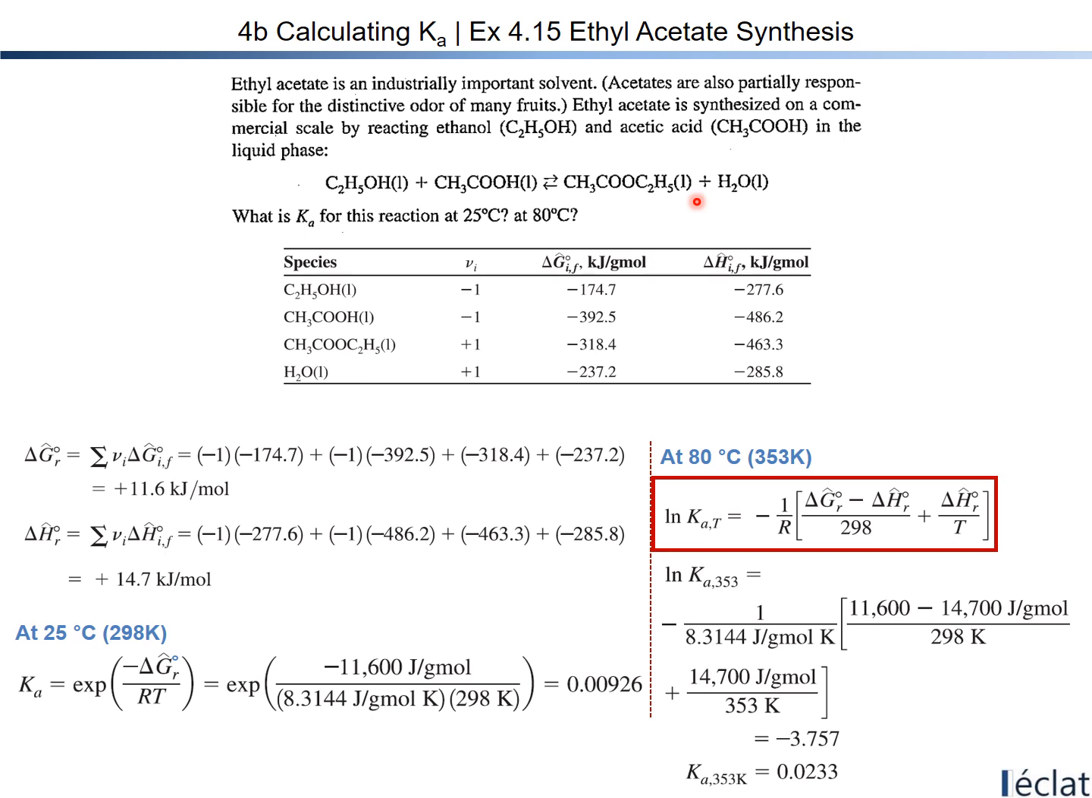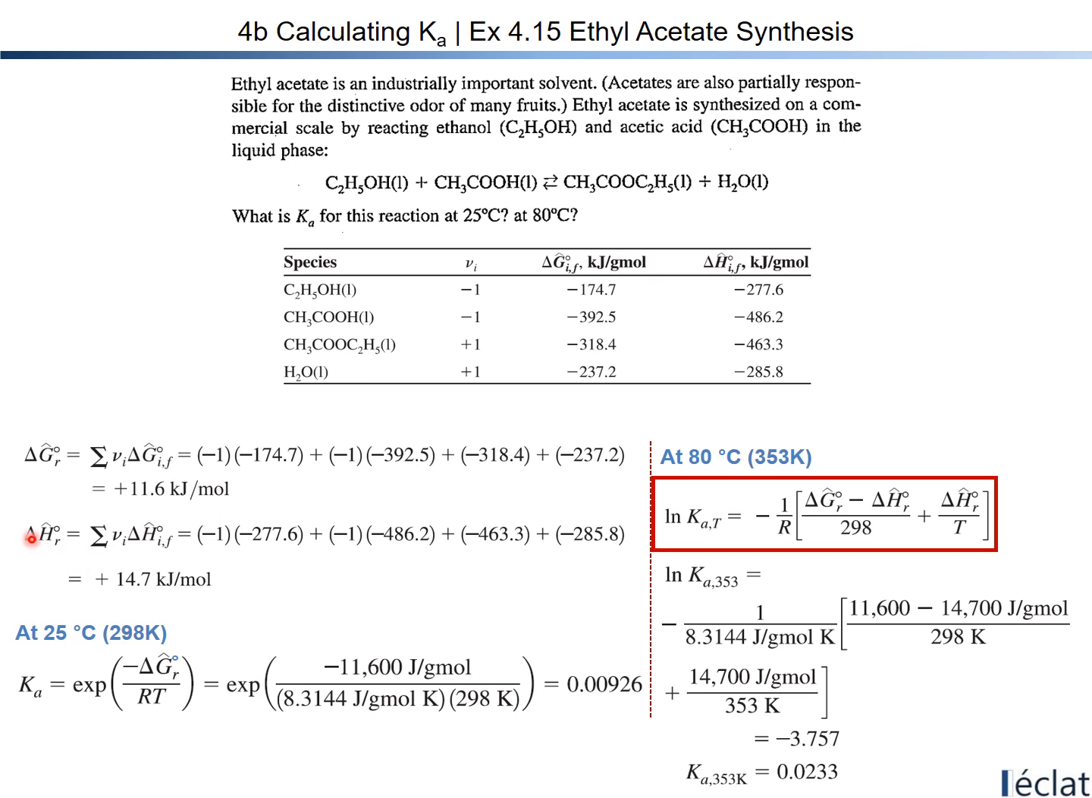Then let me calculate the Gibbs free energy of reaction at the standard state. It is the summation of the product of the stoichiometric coefficient of each species with the Gibbs free energy of formation. So those things go here, the second one here, third one here, first one here. Then the summation of those four terms is going to be plus 11.6 kilojoule per mole.